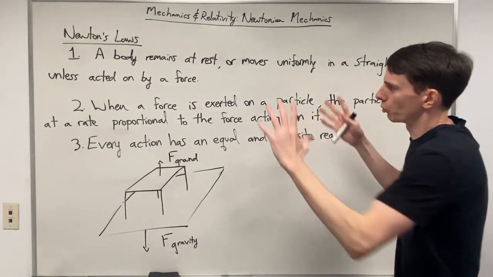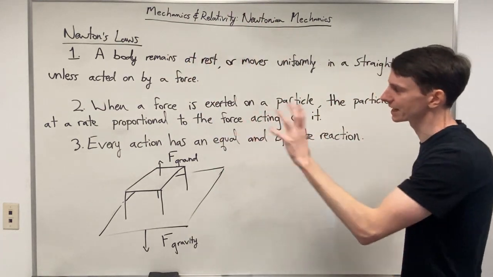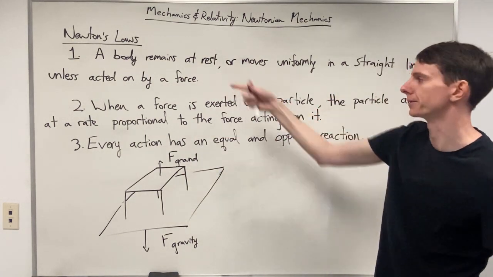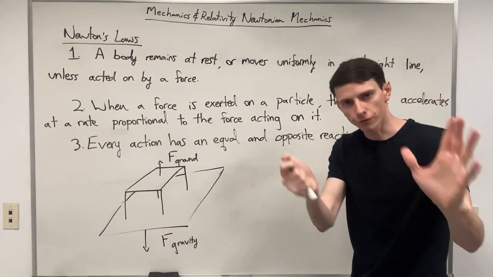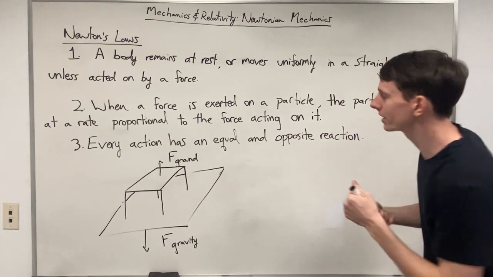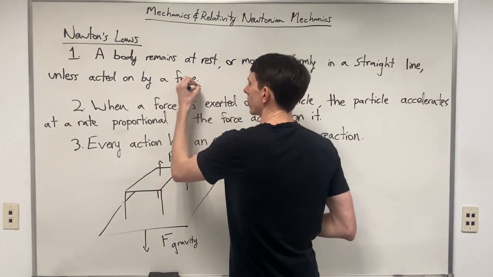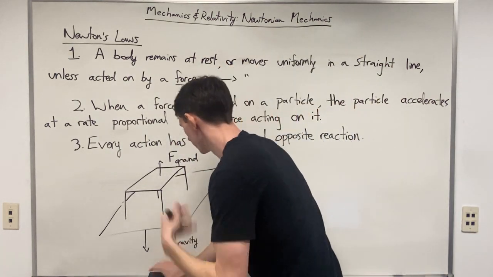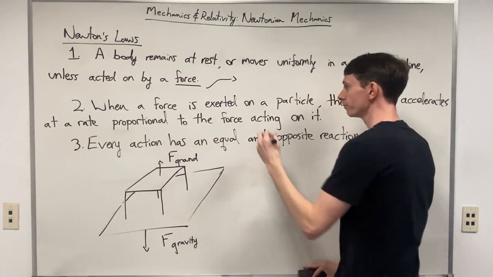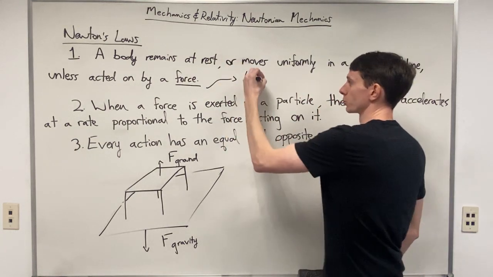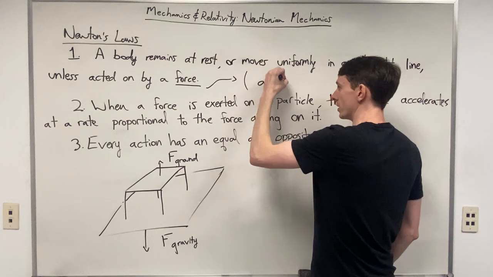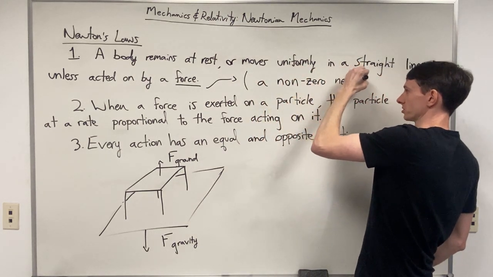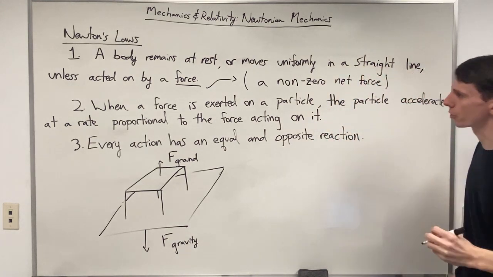So what's going on here? What do we really mean when we're saying unless acted on by a force? Because it seems like this example kind of contradicts what we're saying, right? This is one of the first details that I didn't want to get into in the last video, but we're going to get into now. When we say acted on by a force, this is what we really mean. When we say a force, what we're actually referring to is a non-zero net force. Okay? A non-zero net force.